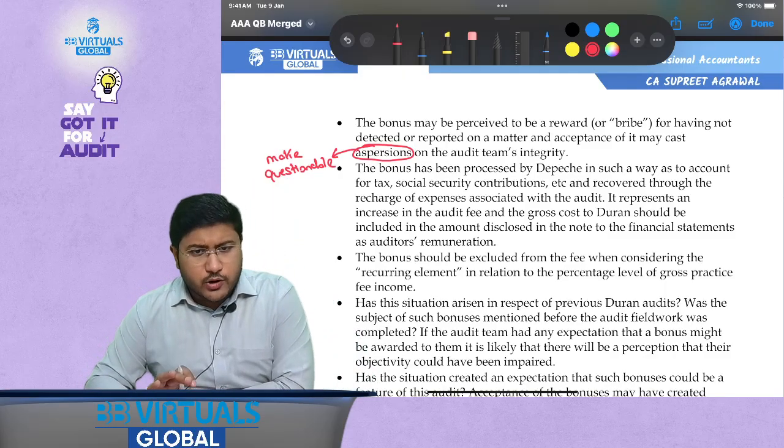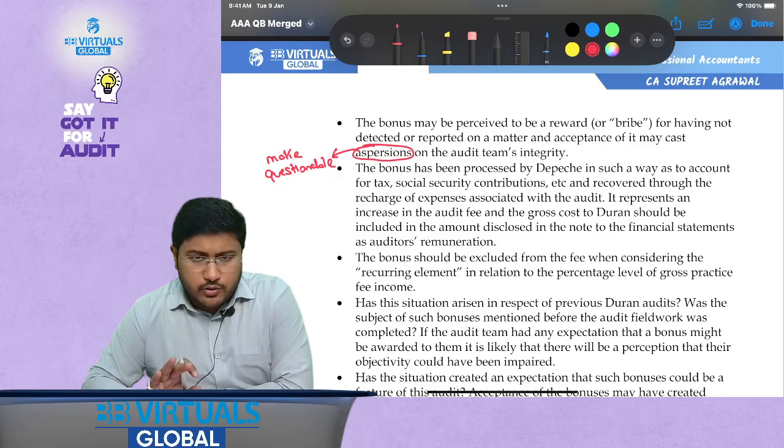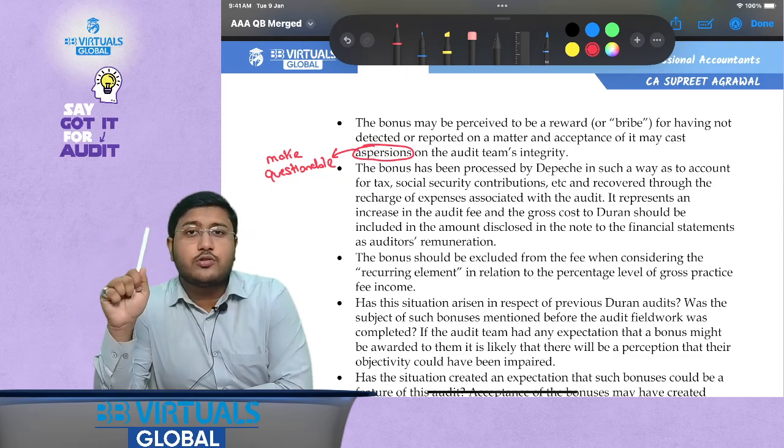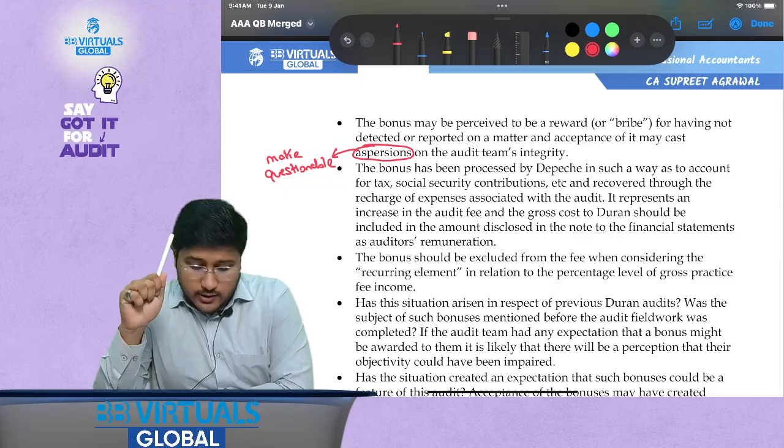The bonus has been processed by the debtor in such a way as to account for tax, social security contributions, etc., and recovered through the recharge of expenses associated with the audit. It represents an increase in the audit fee, and the gross cost to Duran should be included in the amount disclosed in the note to the financial statements as auditor's remuneration. That is, in the financial statements also, this amount should be regarded as auditor's remuneration.